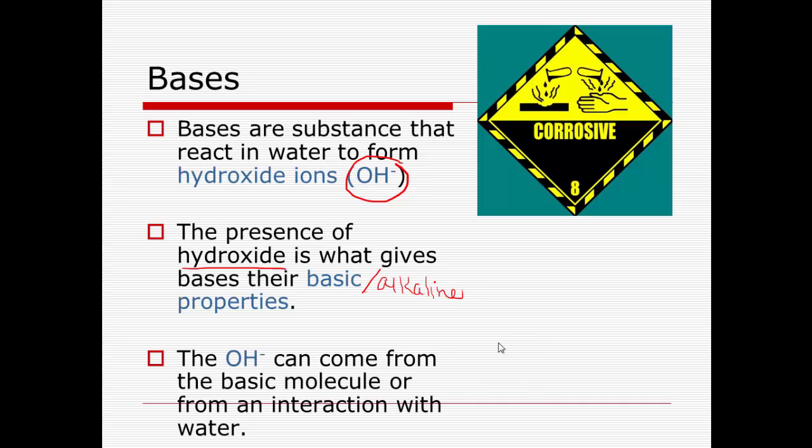The OH can come from the molecule itself. So you might have NaOH, which very obviously is going to have hydroxide in it, or it could come from an interaction with water, which we're going to look at in just a second.